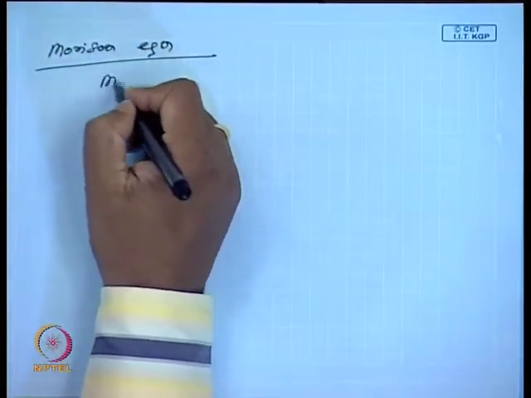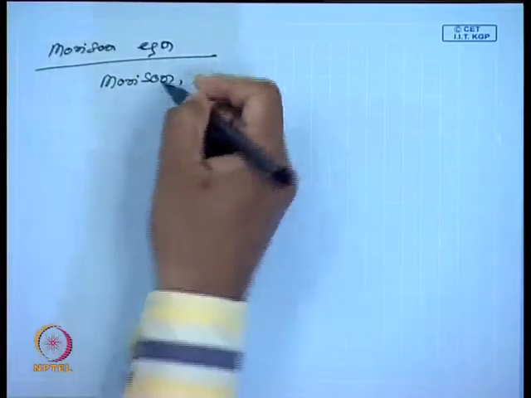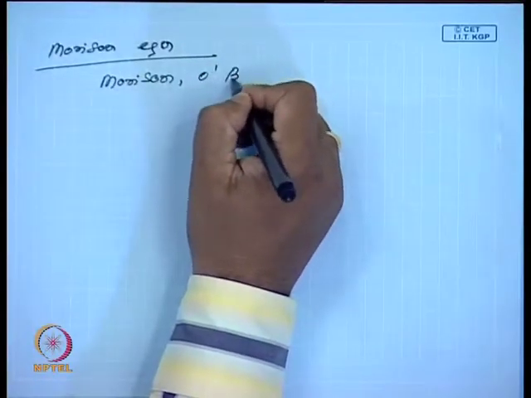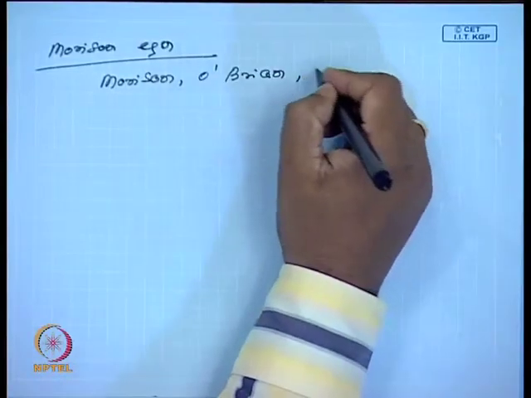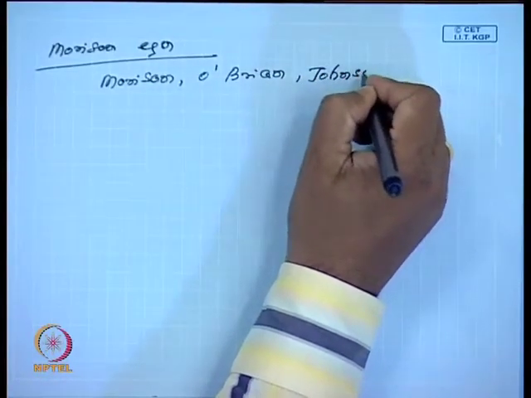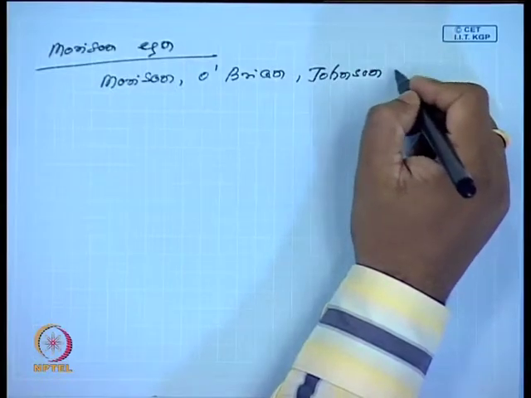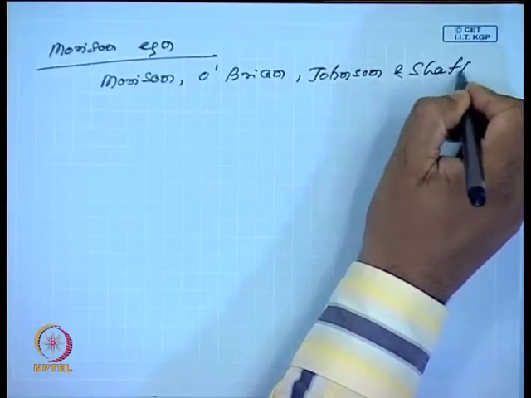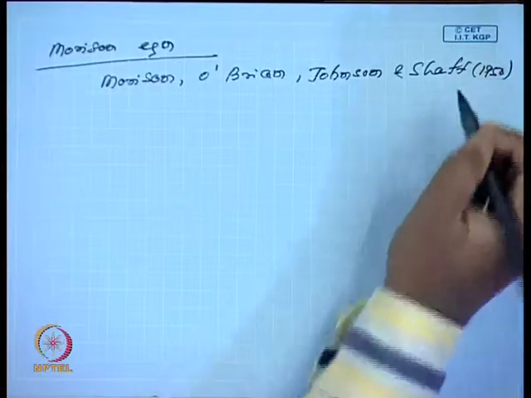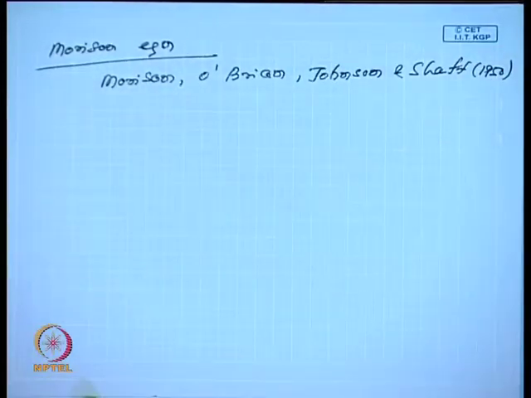This Morison equation was developed by Morison, O'Brien, Johnson and Schaaf. In fact, it was developed in 1950 to evaluate the horizontal wave forces acting on a cylinder, basically a vertical pile, which extends from the bottom till the free surface, the still water level.